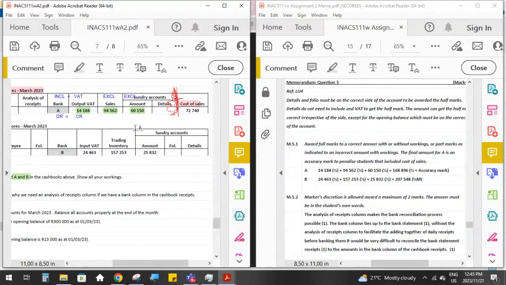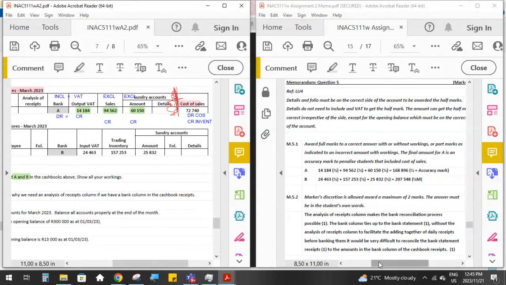My excluding VAT column will be a credit. My sundry accounts column will be a credit. So whatever these credits are on the right-hand side, the credits added together will equal that debit. Cost of sales, that amount is going to be debited to my expense account cost of sales and credited to my asset account inventory as a separate standalone journal entry.